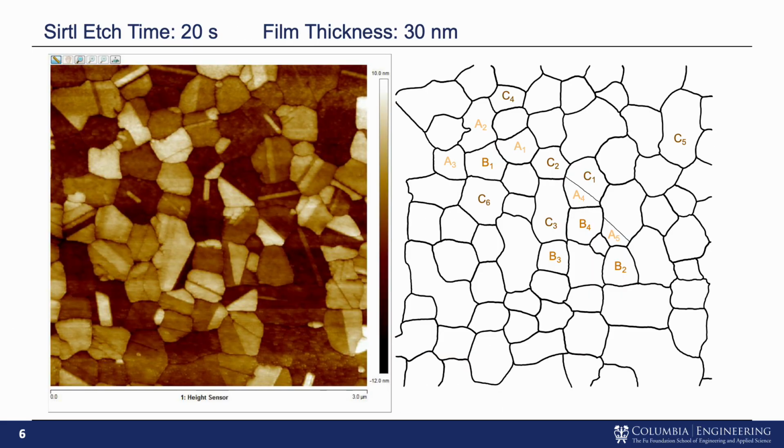This slide shows an AFM height image of a 30-nanometer polysilicon film after 20 seconds Secco etching. We can already see distinct bright and dark grain plateaus, indicating significant height differences introduced by etching. To systematically analyze these differences, I manually mapped the grain structure on the right and classified grains into 3 categories based on their relative height.